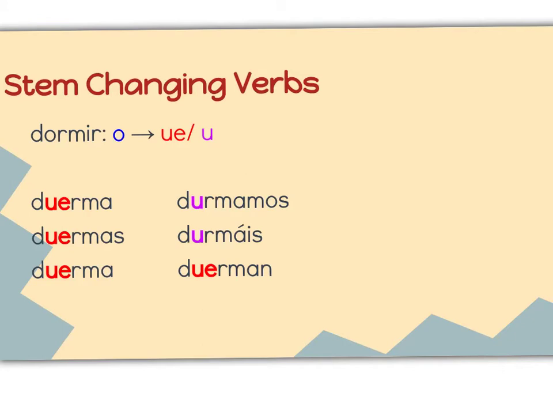I wanted to give you another example of that using dormir. Again, we know dormir is O to UE. So in my boot, I'm going to go O to UE: duerma, duermas, duerma, duerman. And then my nosotros and vosotros, instead of reverting back, my O turns to U: durmamos and durmáis. Notice I still keep my AR endings for everything. It doesn't matter what pronoun.